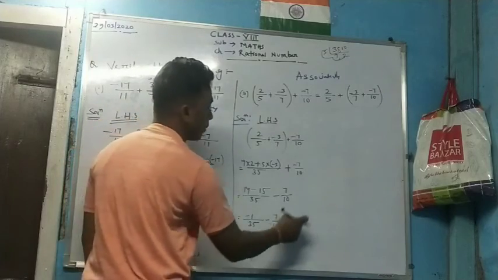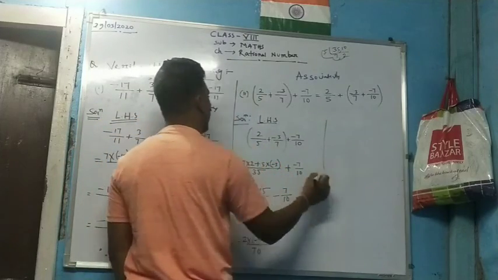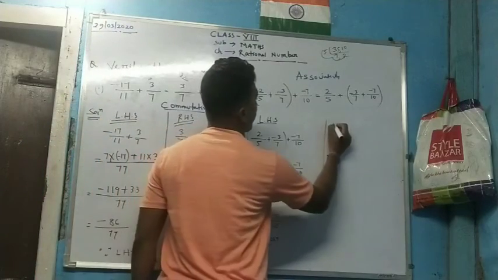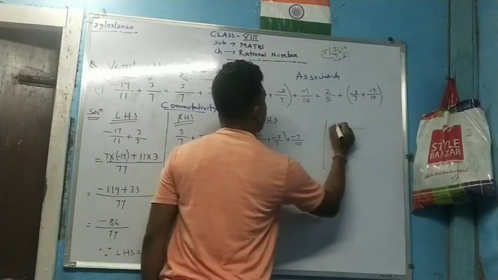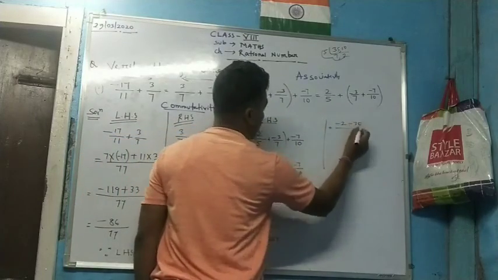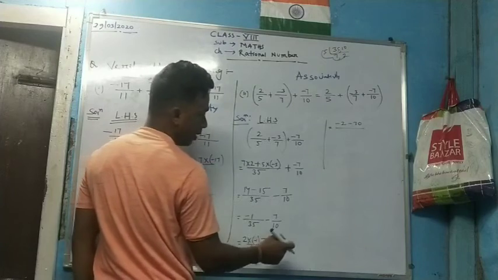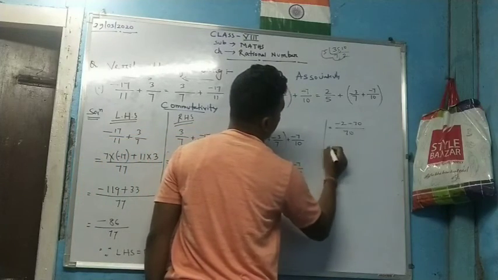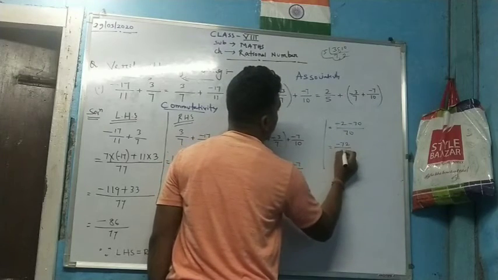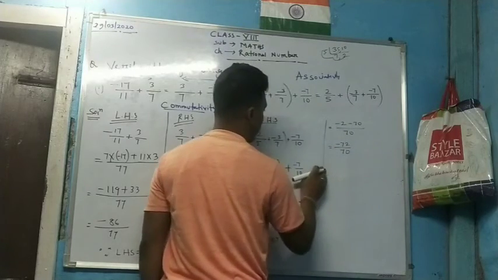Just I write this term here also. 2 into minus 1 I will get minus 2, minus 70. Denominator LCM is 70. Minus 2 minus 70, minus 72 by 70.